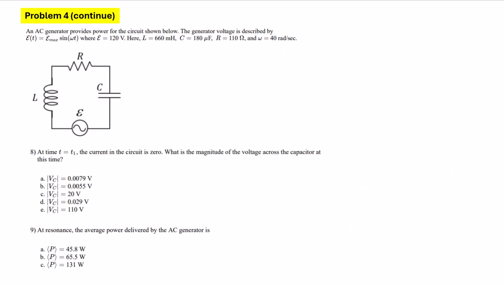Next question from problem 4 says, at time t equals t1, the current in the circuit is 0. Okay, what is the magnitude of the voltage across the capacitor at this time? Well, if the current is 0, guess what? It means that the voltage across the capacitor is at its maximum value. That's when the capacitor ends up being fully charged. So how would you write what the maximum voltage across the capacitor is? All right, the maximum voltage across that capacitor is the reactance multiplied by the maximum current.